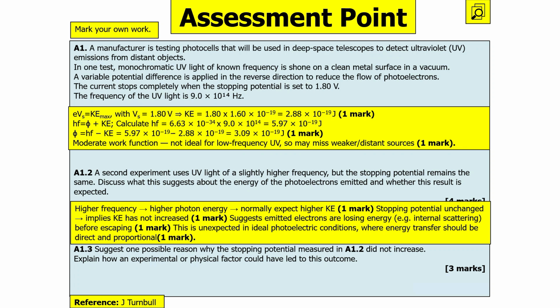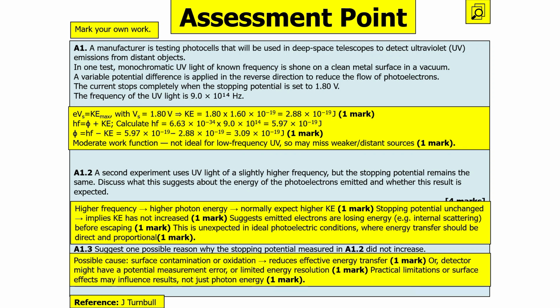Next, we know higher frequency means a higher photon energy, so normally we would expect a higher kinetic energy of the emitted photoelectrons. Now, the stopping potential is unchanged, which implies that the kinetic energy of the emitted photoelectrons has not increased. This suggests that the emitted electrons are losing energy before they escape. This is unexpected in ideal photoelectric conditions, so it indicates that the electrons are possibly colliding with something as they leave the metal surface.